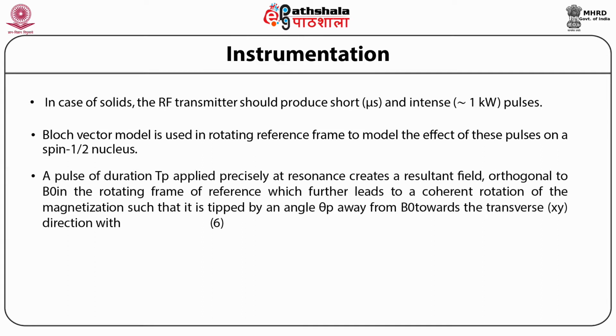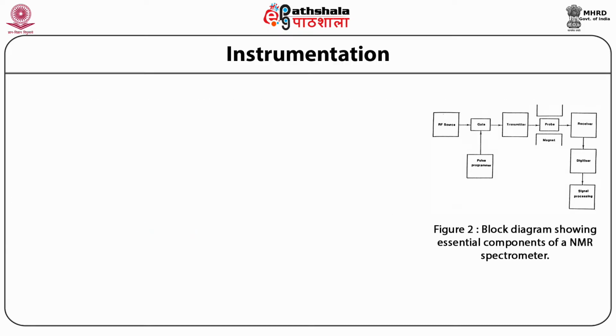A pulse of duration t applied precisely at resonance creates a resultant field orthogonal to B naught in the rotating frame of reference, which further leads to a coherent rotation of the magnetization such that it is stepped by an angle theta away from B naught towards the transverse xy direction, with theta_p equal to gamma B1 into t_p. So students, you can see the block diagram showing the essential components of the NMR spectrometer.